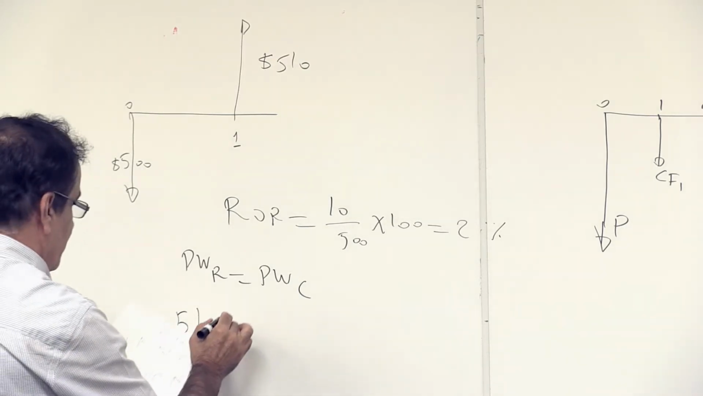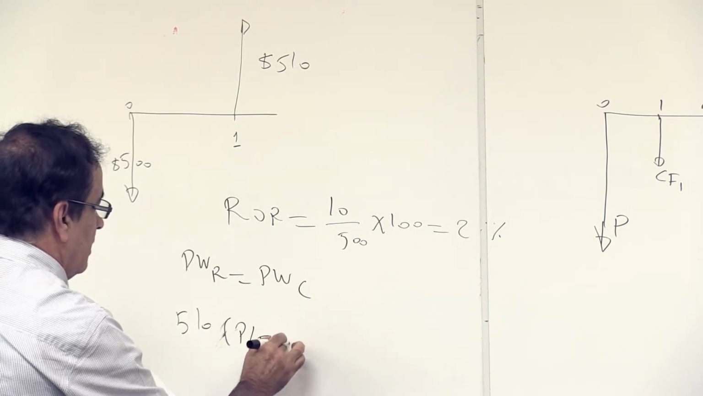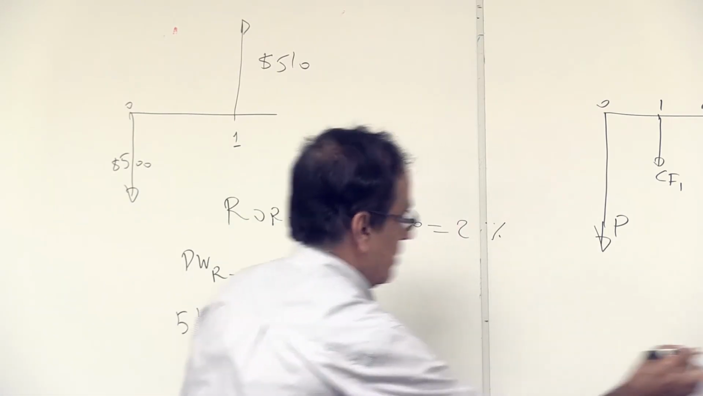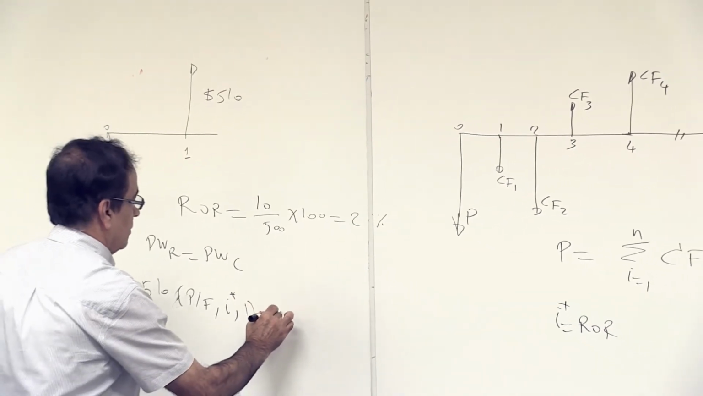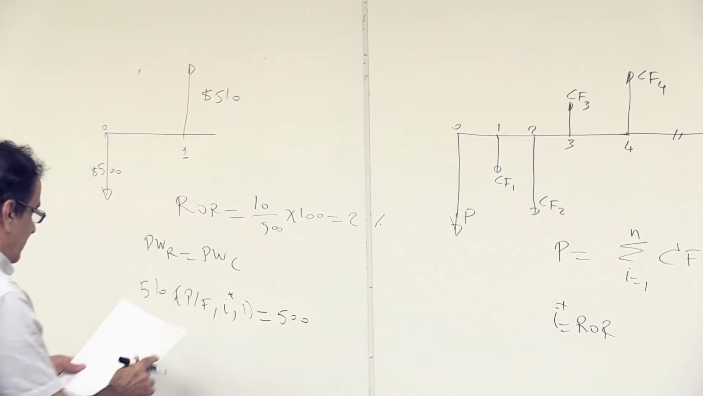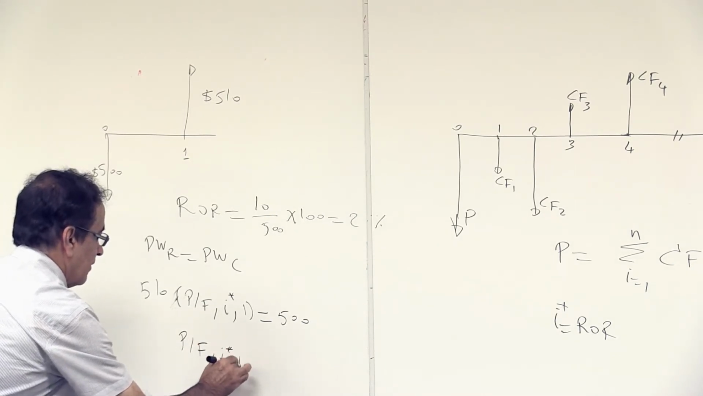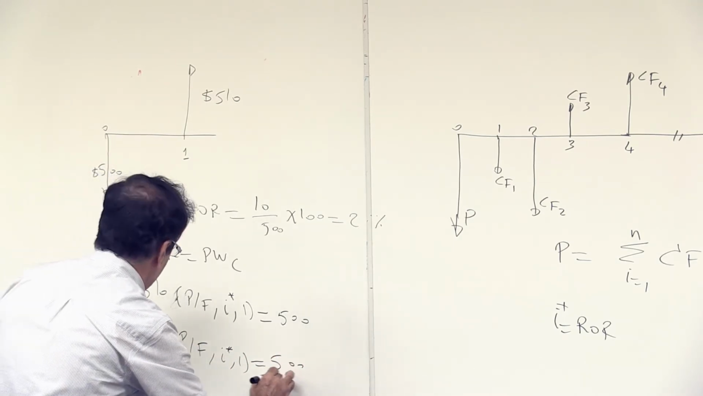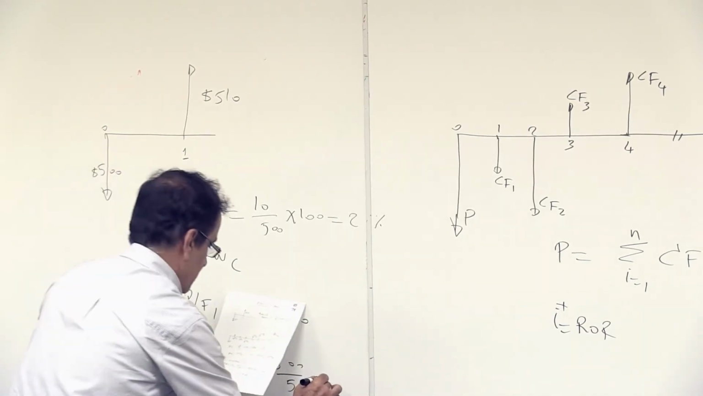So you're going to multiply this by P given F. The i, which is unknown, I'm going to call i star, which is basically your rate of return here, for 1 period, should be equal to 500. That's the cost at time 0, 500. Now I'm going to solve this for P given F, i star, and 1 period, which is going to be 500 divided by 510.